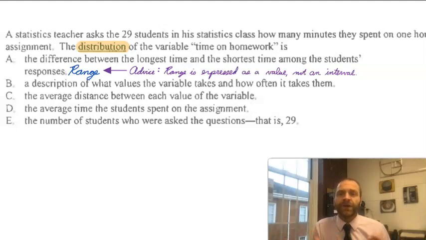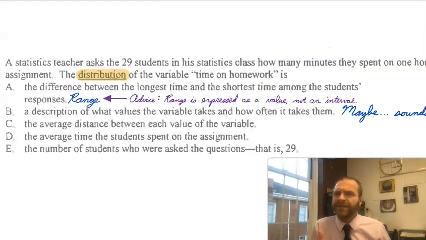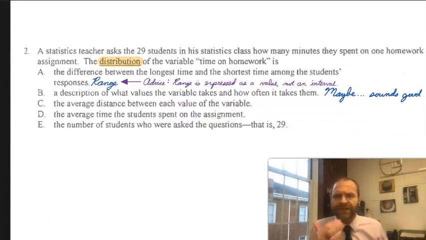All right, so let's look at it. So we know it's not A. B, a description of what values the variable takes and how often it takes them. Now that one, that sounds good. So far that sounds like that might be it. But let's just move on to be sure.